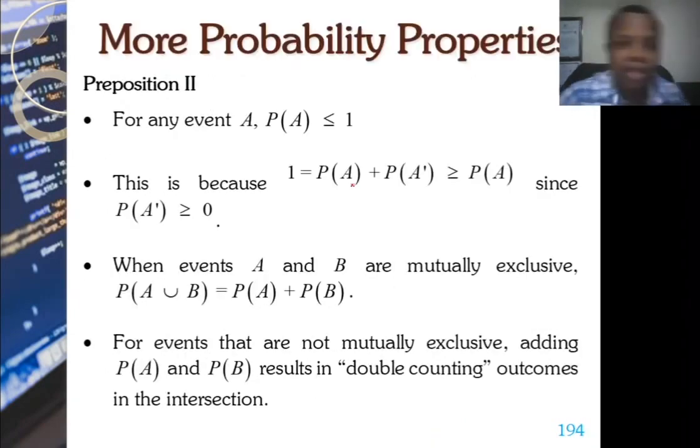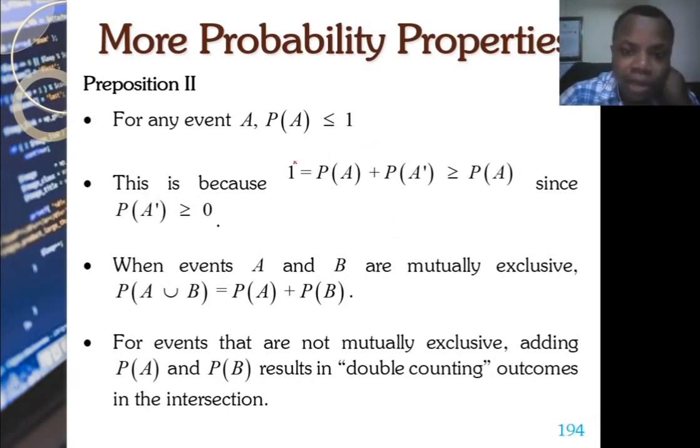Now let's look at the second proposition. For any event A, the probability should be less than or equal to 1. Now remember that probability always ranges from 0 to positive 1. Okay, and for us to prove this, let's take a look at this.